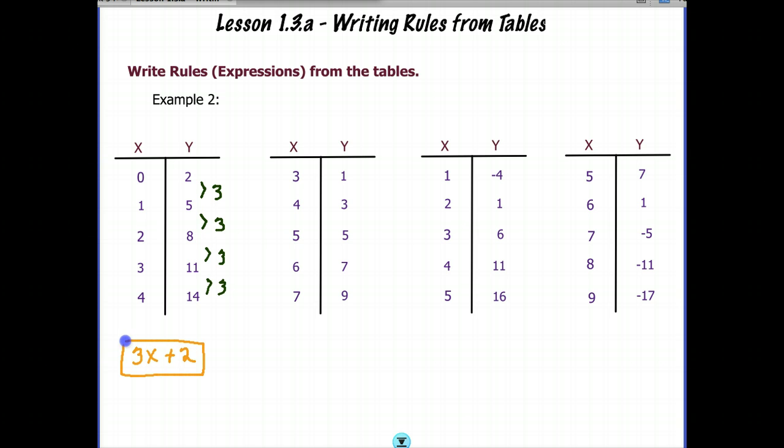So when you're making your rules from your tables, you always look at that change, that increase or that decrease in your y value, as long as your x value is sequential. Okay, so let's try the next one.